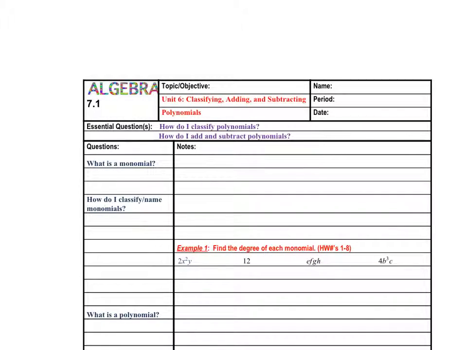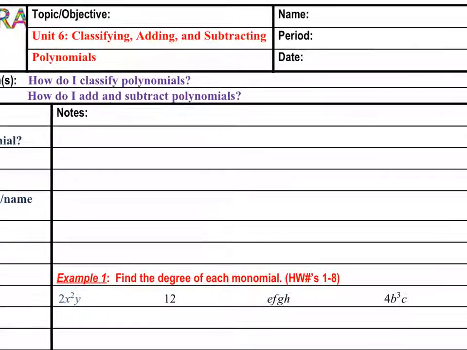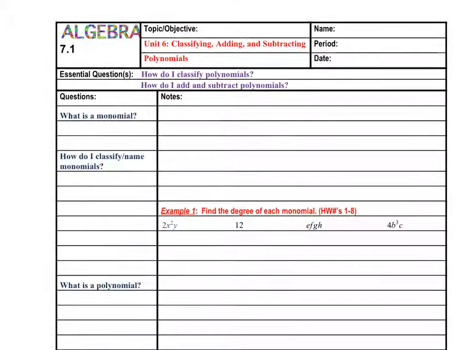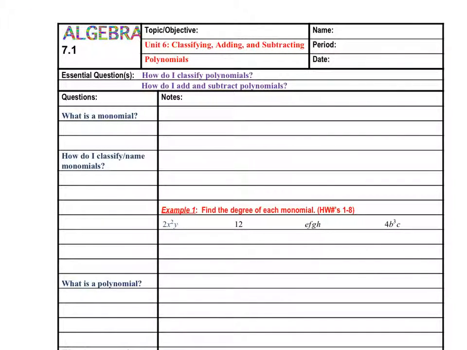Monomial has one term. So we're on the part where it says, what is a monomial? Let's see. It's a combination of numbers or variables side by side to make one term.